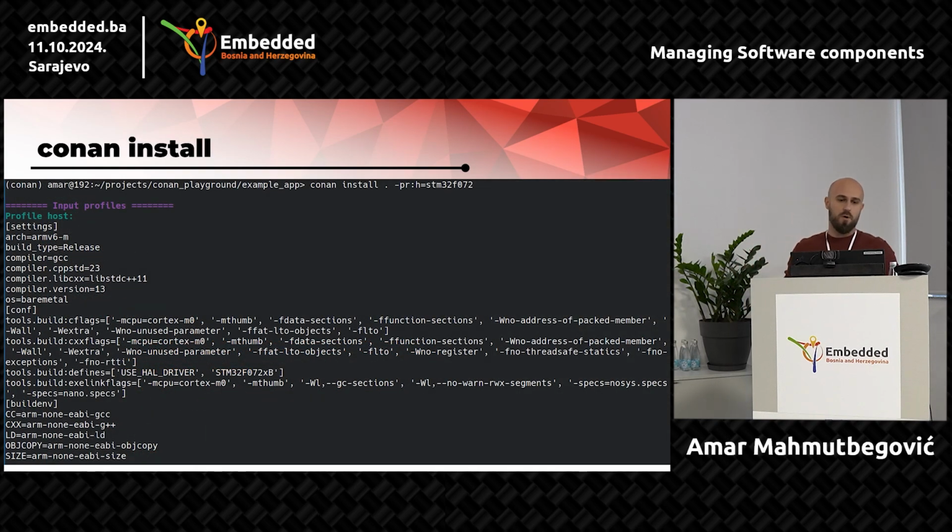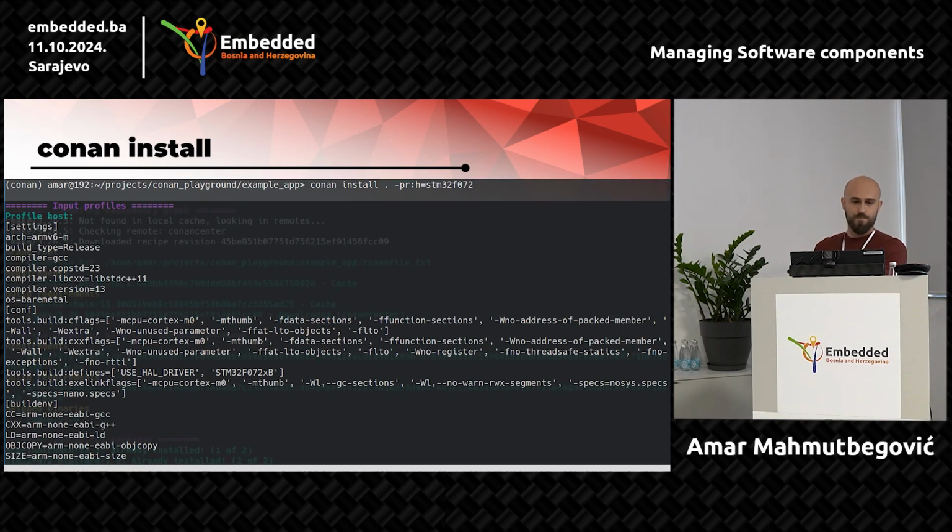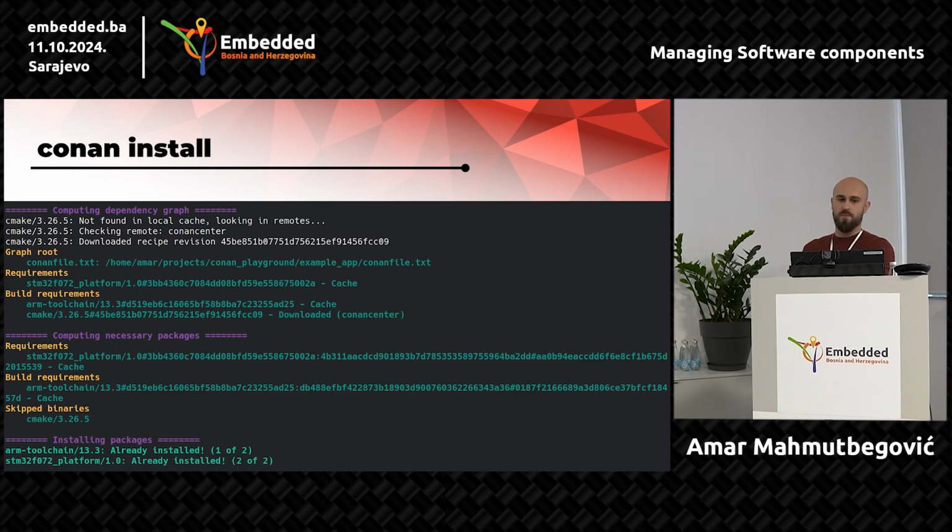Okay, so what happens when you run Conan install? It first takes a look into profile we ask it for, and it makes sure that profile is there. It prints it out also. Then it computes dependency graph. And what this does is it takes a look in our recipe. It takes a look in all the dependencies that we stated, and it also checks dependencies of those dependencies.